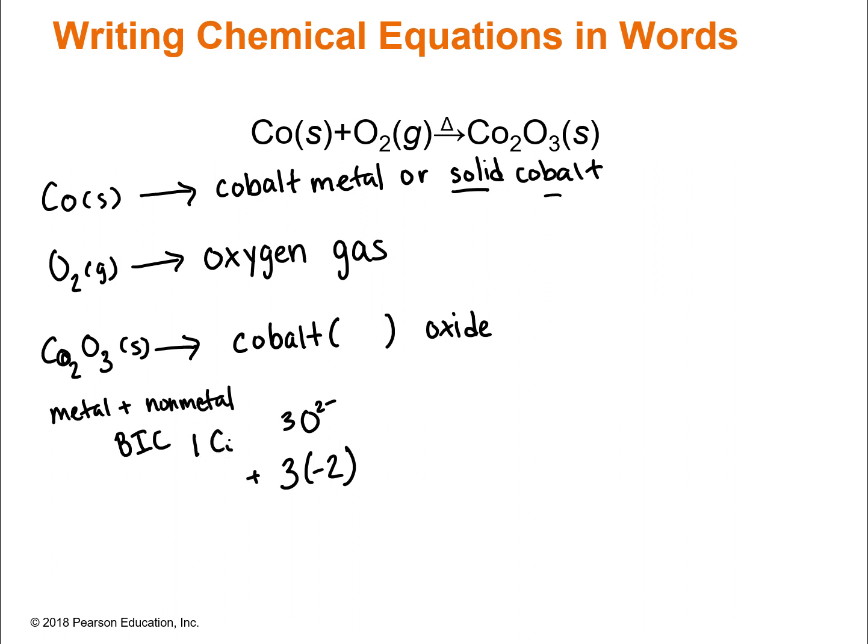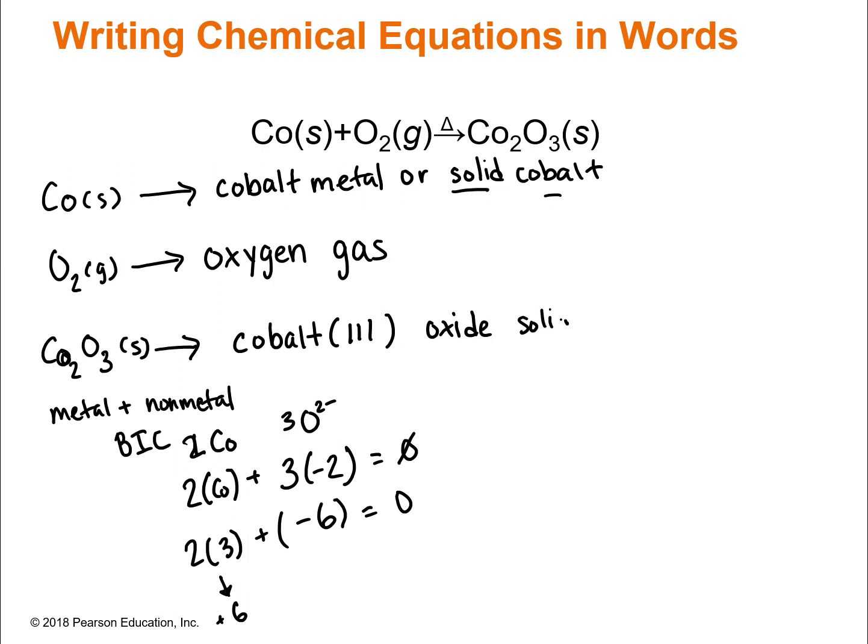We've only got one cobalt. We've got 2 cobalts here. So that means 2 times whatever our charge is for cobalt has to be equal but opposite of the charge from all the oxide ions. So our charge has to be a +3 because that would give us a +6. So we've got cobalt 3 oxide, and it's a solid.